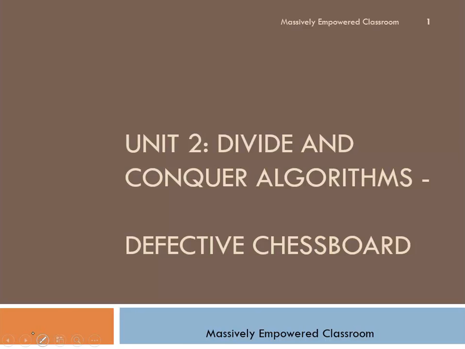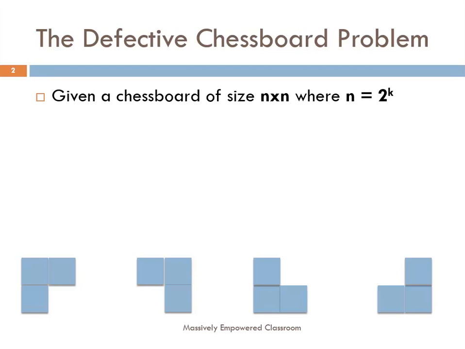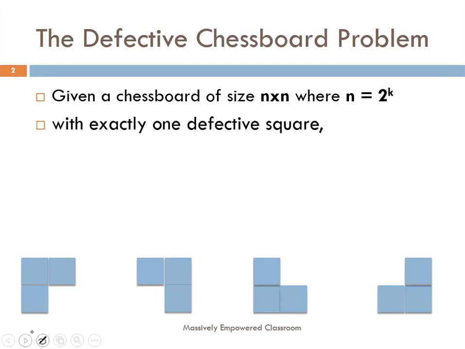So what is this defective chessboard and what's the problem? You are given a chessboard of size n by n, where n is a power of 2. So you have 2 to the power of k rows and 2 to the power of k columns. And we are also given that exactly one square in this chessboard is defective. It may be anywhere on the chessboard, but one of the squares is defective. All the others are not defective.